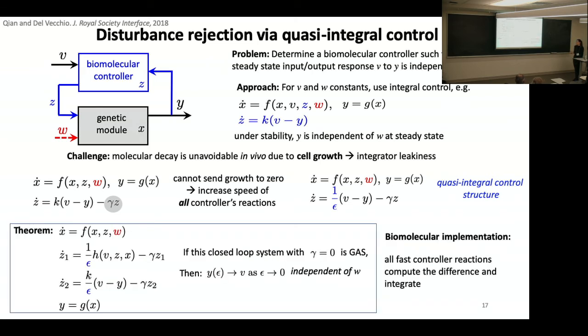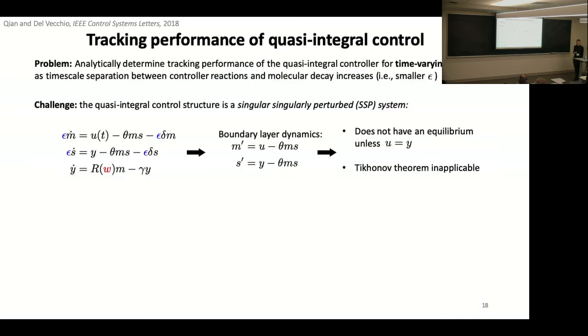It's a very simple application of the implicit function theorem, but essentially, if you can prove that the system without leakage is globally asymptotically stable, then as epsilon becomes smaller, y of epsilon does not depend on your disturbance w. So this was an initial promising result that we felt very excited about, so we started thinking, let's build the system and see if that works. Before going there, we actually started also asking the time-varying question, which turns out to be much more challenging.